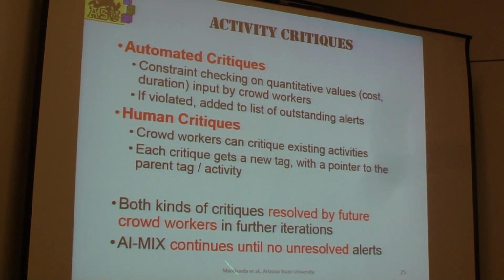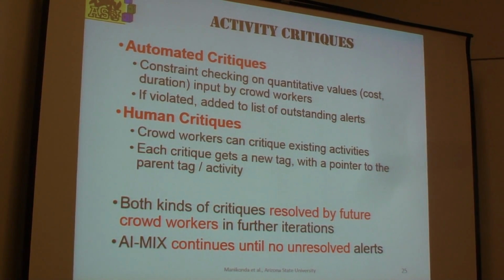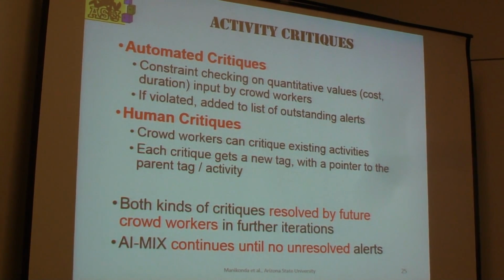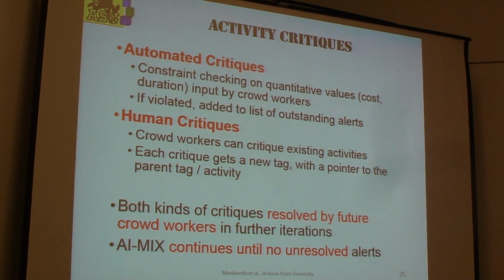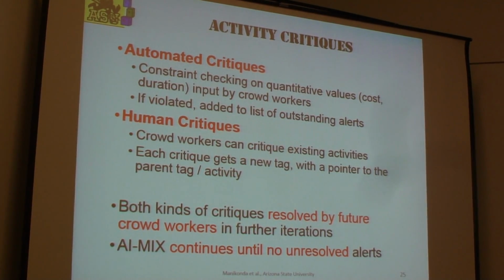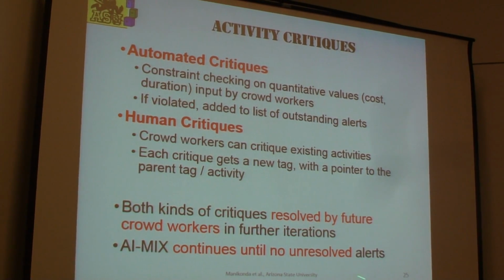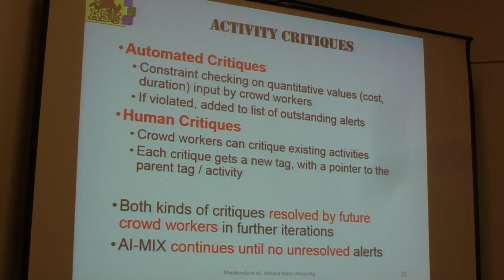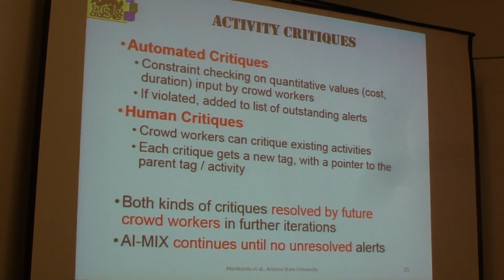You can also have critiques. So you can have critiques from the humans, from the crowd. So the crowd can come in and say, I'll give you an example, they can say, oh, you know what, Magnolia Bakery is just overpriced. You don't really want to go there. Or you can have automated critiques, which are more in the nature of constraint critiques, constraint violations from the planner itself. And both of them are resolved again by future crowd workers. And the system actually continues until there are no more unresolved critiques or unresolved alerts. That's the stopping condition essentially.